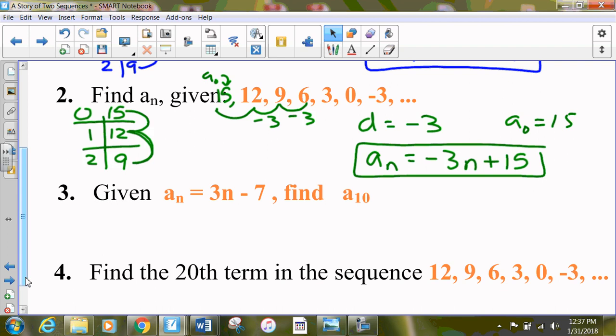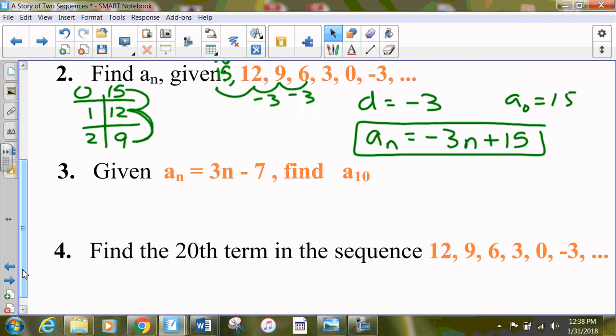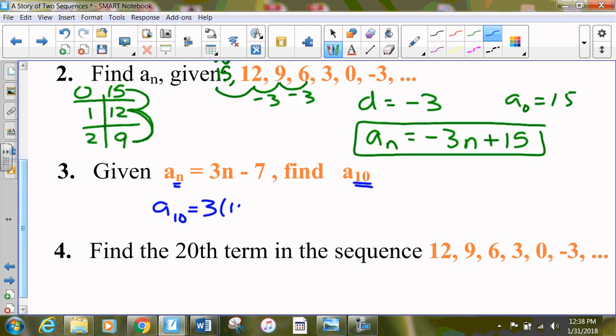All right, so let's look at number 3. It says, given a sub n equals 3n minus 7, find a sub 10. We notice that our definition has this n, and the n stands for the term number. So if I want to find my 10th term, every time I see an n in this equation, I'm going to plug in a 10. When I do that, I get that the 10th term is equal to 30 minus 7, which is 23. So a sub 10 is equal to 23.